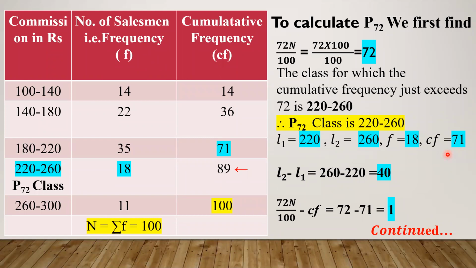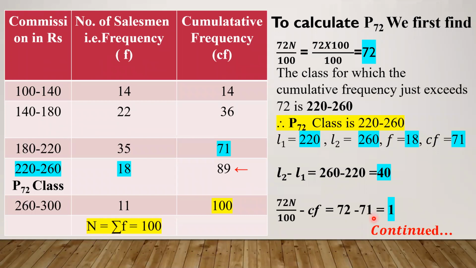Now you have to find L2 minus L1, that is the width of the P72 class. So 260 minus 220 is 40. The width is 40. Width means length. And what is 72 N by 100 minus CF? 72 N by 100 was 72, and CF is 71. So 72 minus 71 gives me 1. Now I have got all the values.